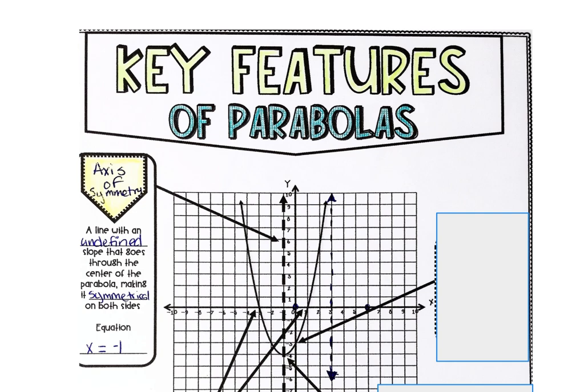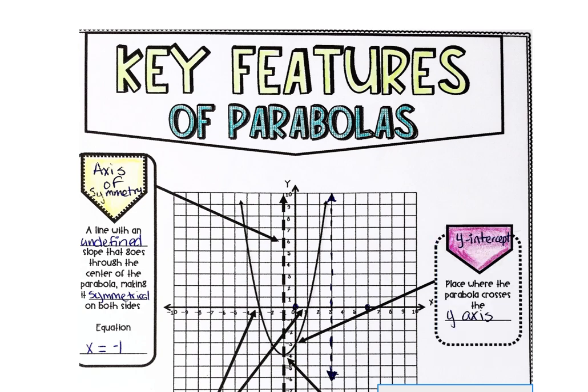The next thing that they point out here is where it crosses the y-axis. So right here, you'll notice that our graph crosses the y-axis. So this is my parabola right here. And you'll notice that the point where it crosses the y-axis is right here at -3. And so that is called the y-intercept. Y-intercept is the place where the parabola crosses the y-axis.